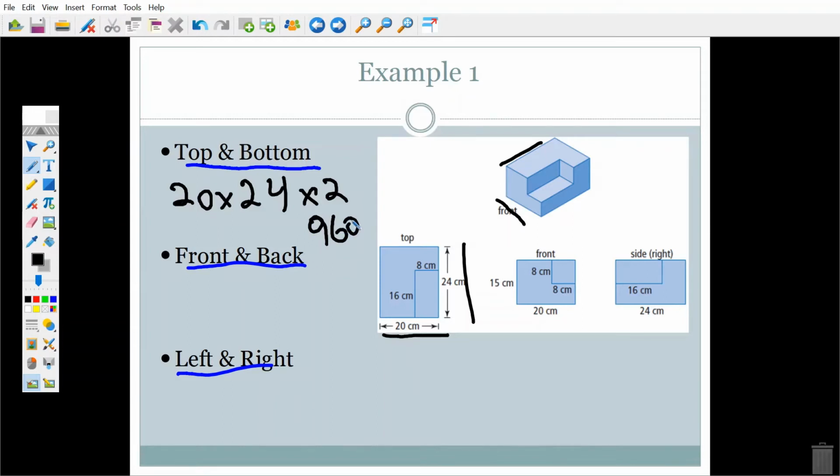The front and back is 15 by 20. So that's 15 times 20. We want the front and the back, so we're going to go times 2. 15 times 20 times 2 is 600.